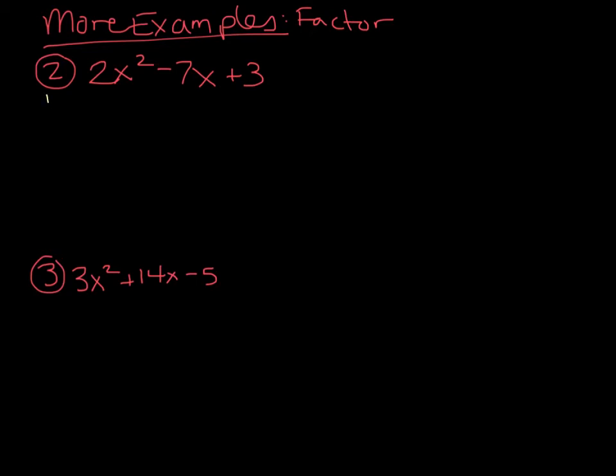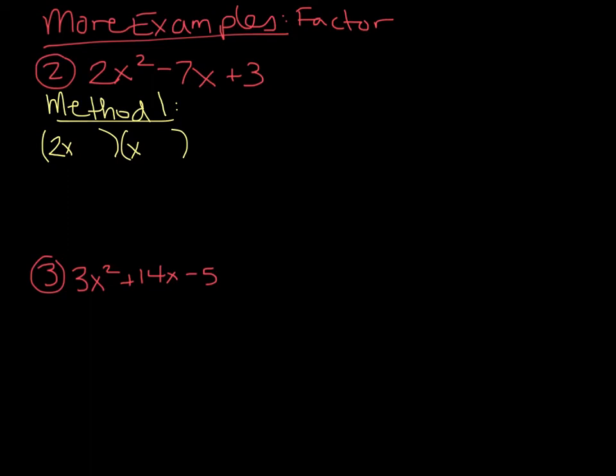So for method 1, for number 2, you can start out by listing all of your possibilities. So the first thing to note is that all of your possible factoring forms can have a 2x and an x because you want the first term to become 2x squared, and the only thing you can get to become 2x squared is 2x times x.